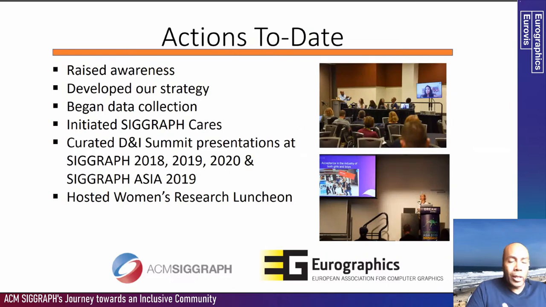We've worked on trying to raise the awareness, coordinating all these different activities centered around diversity and inclusion. We developed our strategy and efforts toward what we wanted to achieve, complementary to what the EC has set as their vision for the organization. We began our data collection. We initiated a program called CVR Cares that I'll talk about in a few minutes, and then we curated D&I summit presentations at SIGGRAPH 2018, 2019, and SIGGRAPH Asia 2019 as well, as Diana alluded to. And then we have plans for 2020.